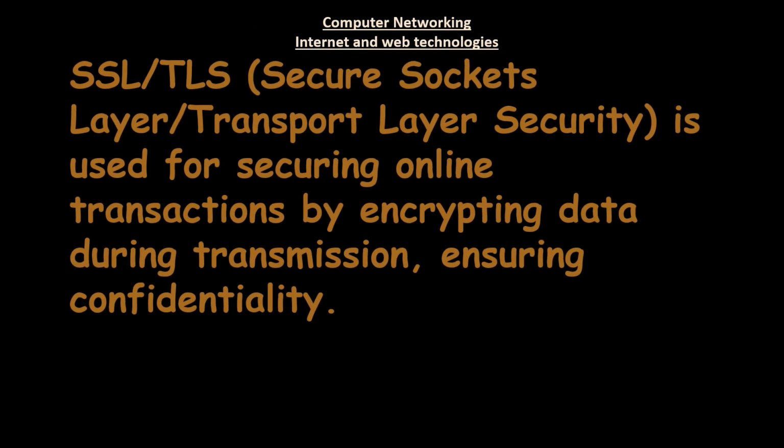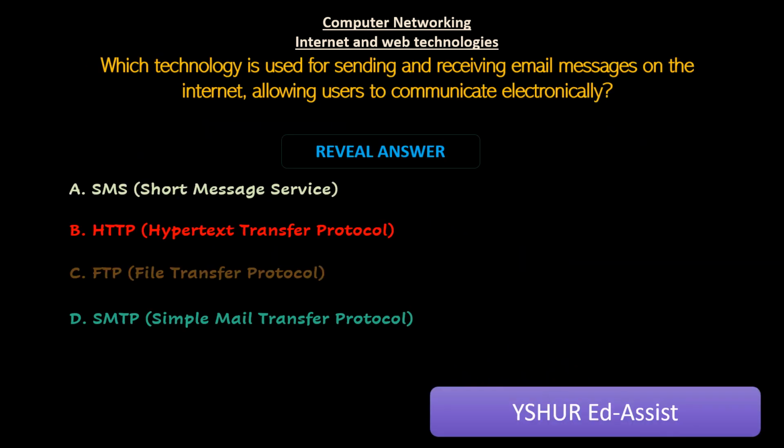SSL, TLS, Secure Sockets Layer, Transport Layer Security, is used for securing online transactions by encrypting data during transmission, ensuring confidentiality. Which technology is used for sending and receiving email messages on the Internet, allowing users to communicate electronically? A. SMS, Short Message Service. B. HTTP, Hypertext Transfer Protocol. C. FTP, File Transfer Protocol. D. SMTP, Simple Mail Transfer Protocol.